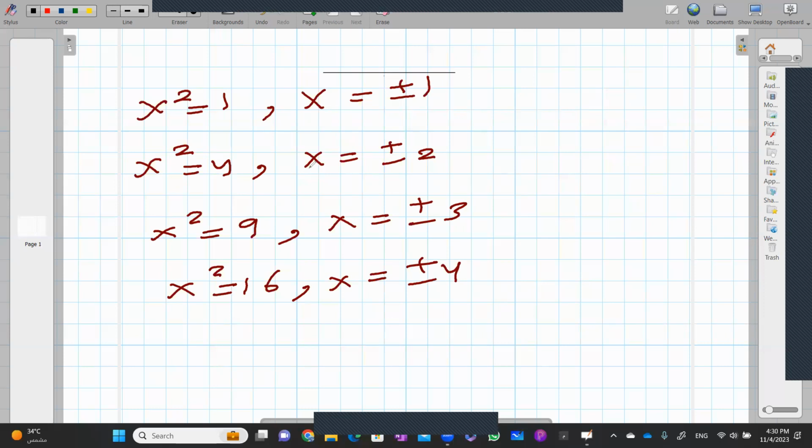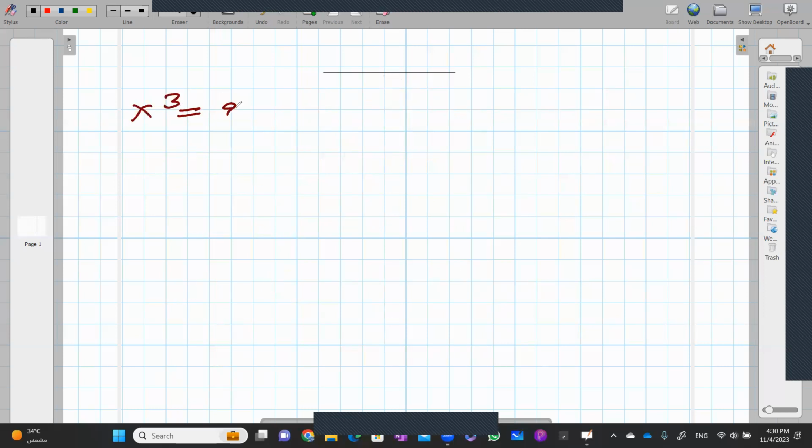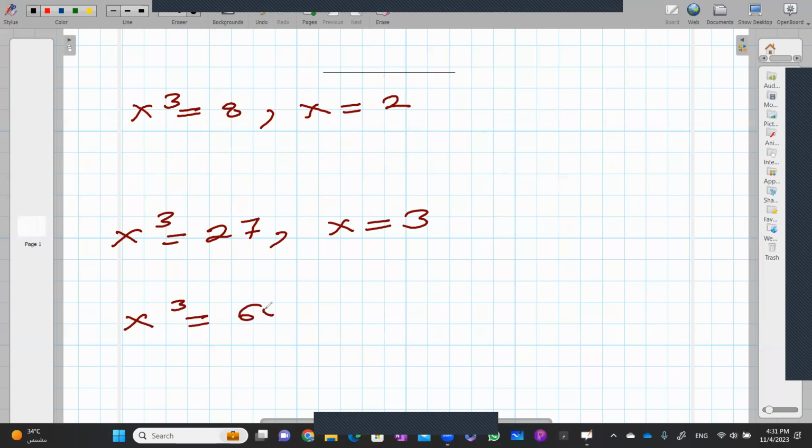If I have a cubic root, if I have x cubed equals 8, then x should equal 2, because 2 times 2 times 2 is 8. If I have x cubed equals 27, then x equals 3, because 3 times 3 times 3 is 27. If I have x cubed equals 64, then x should equal 4. X cubed equals 125, then x should equal 5, because 5 times 5 times 5 equals 125.